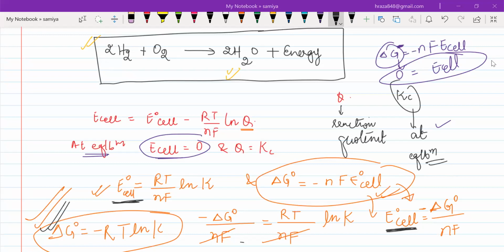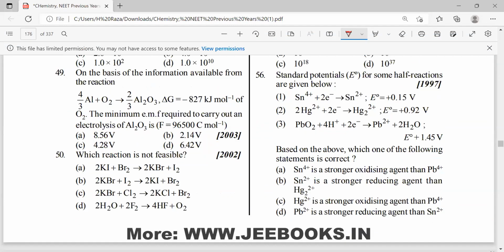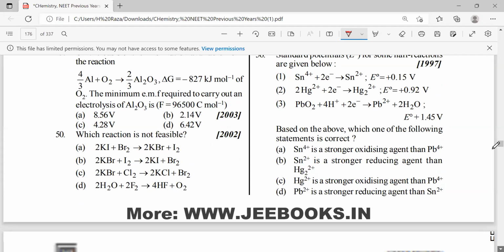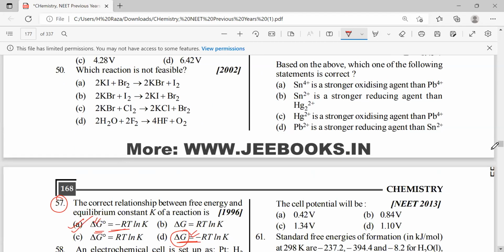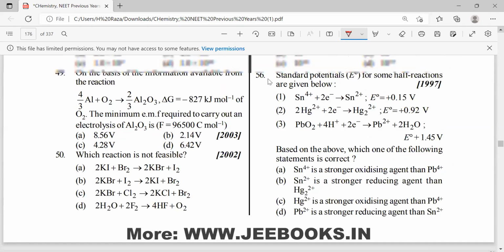So you can see again a new question based on this. Wait a minute. This question 56 is a very easy question, and it is also based upon the ECS, the electrochemical series. See the values and let me know the answer.